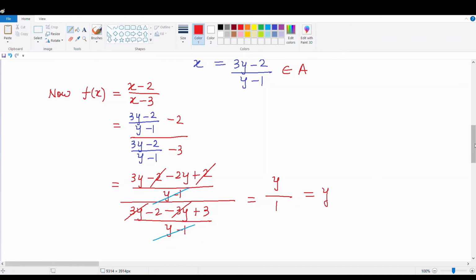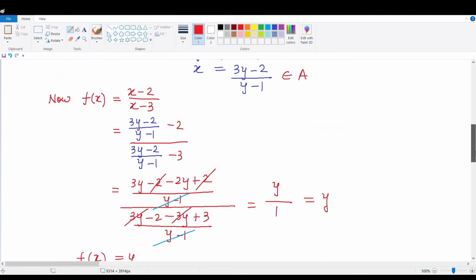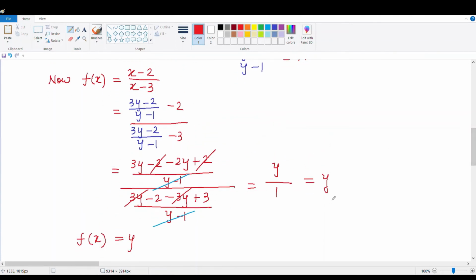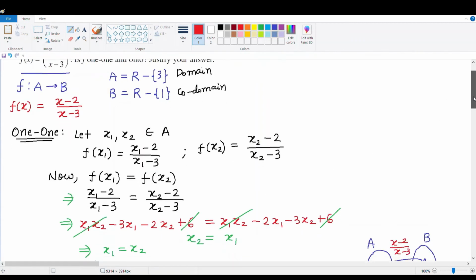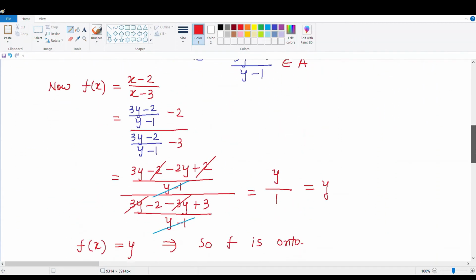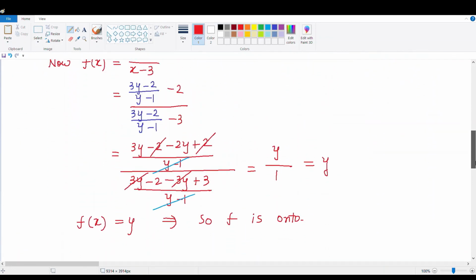And see, we got f of x equals y, right? We started with f of x and we got y. So when we get this f of x equals y, that is a clear-cut case of onto. So f is onto, and I think we were supposed to just do that much only, right? Yeah, is f 1-1 and onto, justify your answer. This whole thing is justification. So this was it. f was 1-1 as well and f is onto as well.